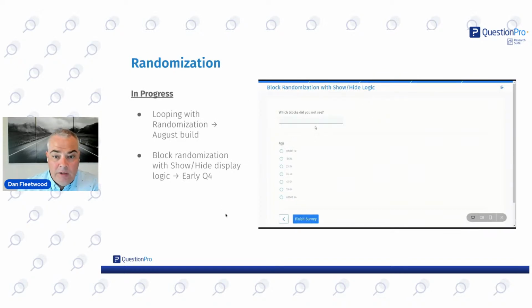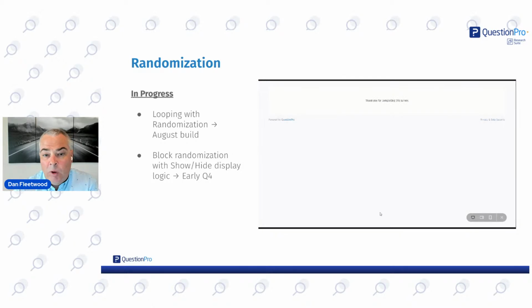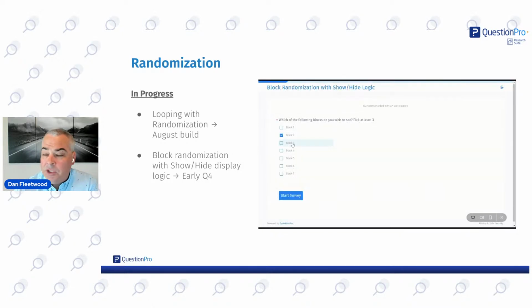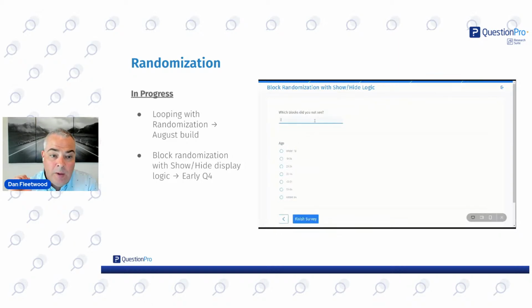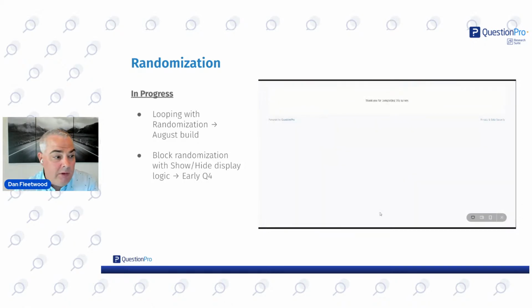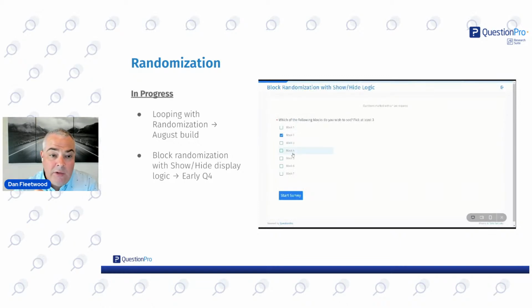Randomization. So obviously, randomization is key to helping reduce survey bias. And we have robust randomization, but one thing we wanted to do was improve the randomization that we have in blocks. And we have block randomization with looping. So now you can do looping with randomization. This is in the August build, so this is coming up. It should be out by the end of August.